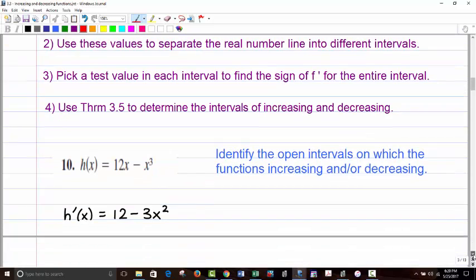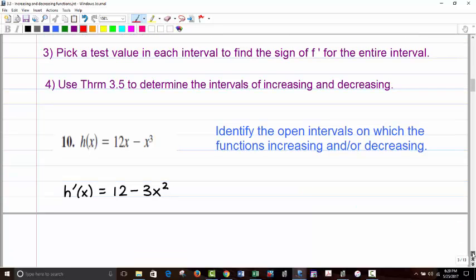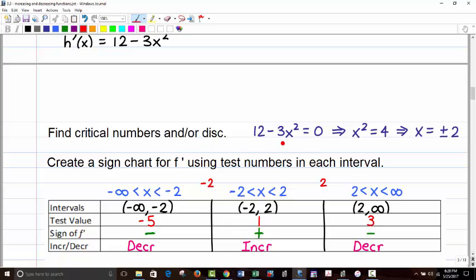All right, here's a nice, easy polynomial to start off with. Certainly no discontinuity here, but critical numbers are certainly fair game. So we have h of x equals 12x minus x cubed. The derivative, h prime of x, equals 12 minus 3x squared. Set this equal to 0, and we get x squared equals 4.